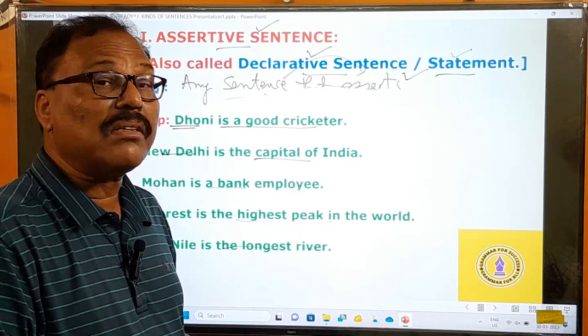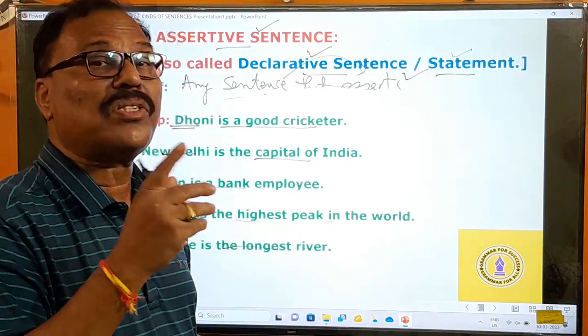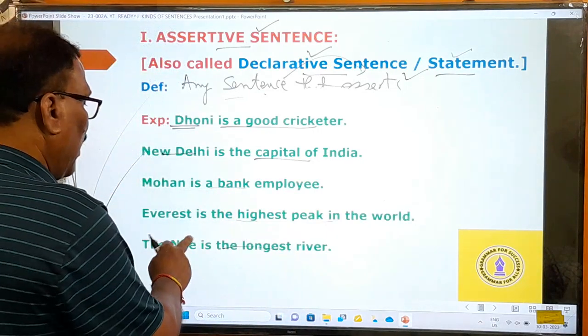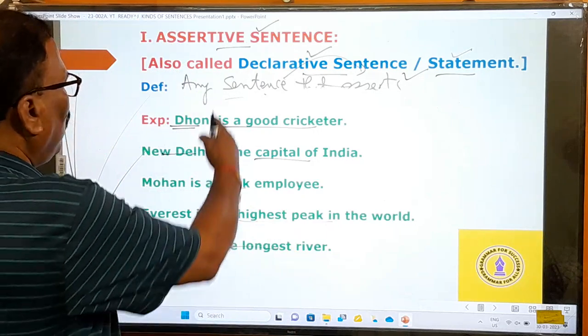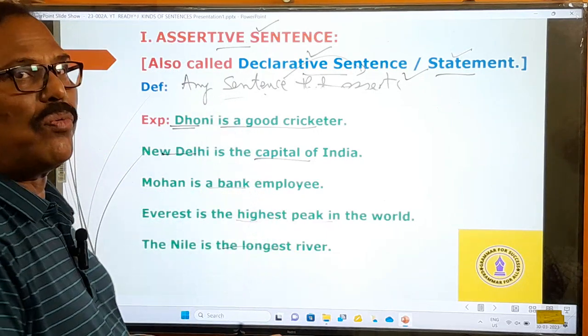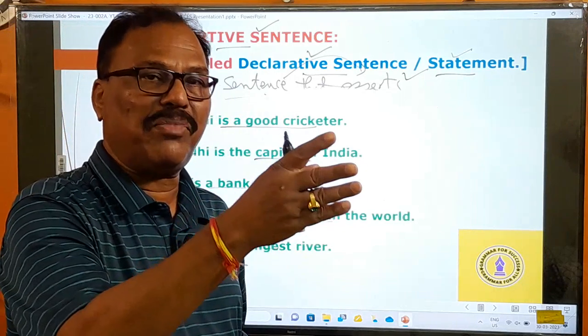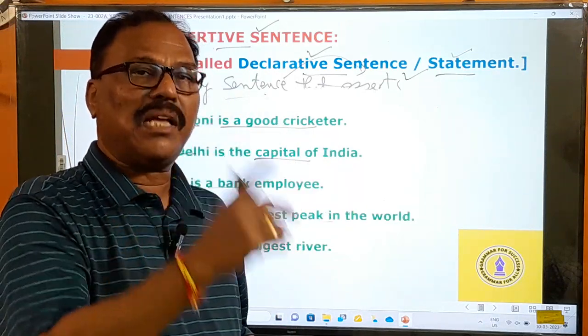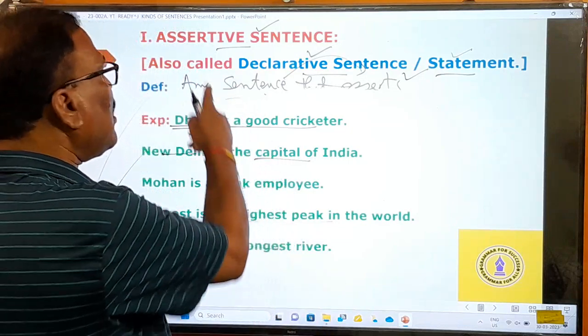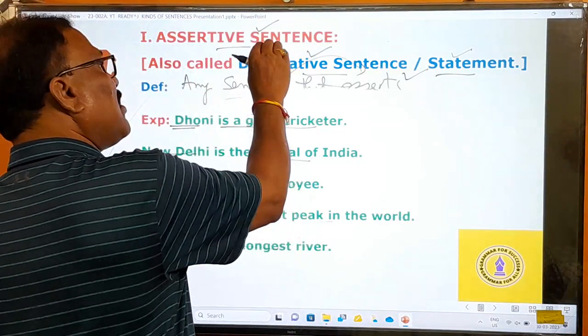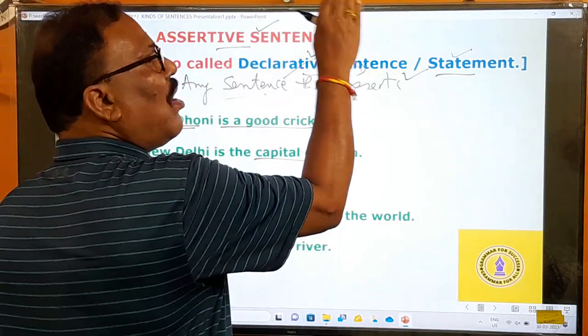You are asserting, or declaring, or stating that the Nile is the longest river. So in all these sentences, what are we doing? We are asserting something. We are declaring something. We are stating something. Therefore, these sentences are called assertive sentences or declarative sentences or statements.